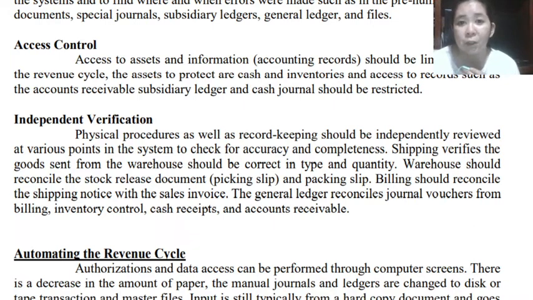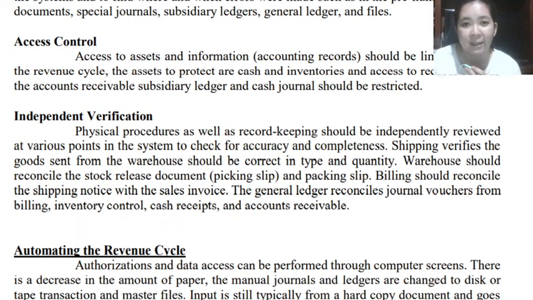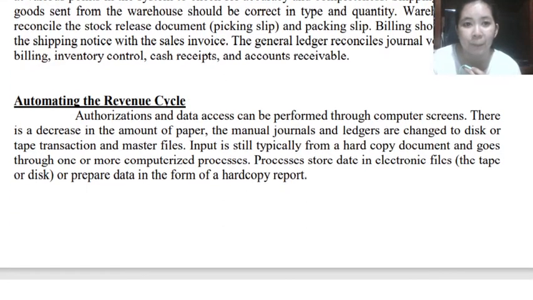So the general ledger should also reconcile with the journal vouchers from billing, inventory control, cash receipts, and the AR. So this is how to trail whether these transactions are correctly recorded and authorized. So this is for verification.